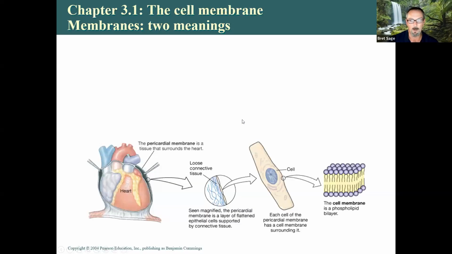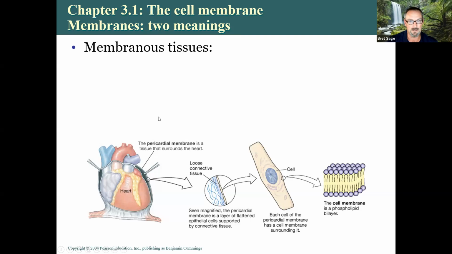Going to start with chapter 3 and then move on to 17a. Okay, this chapter, chapter 3, is about movement across membranes.